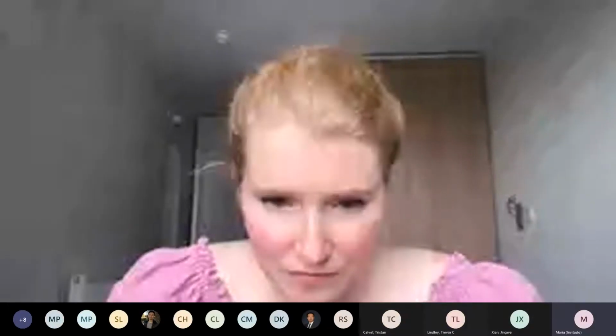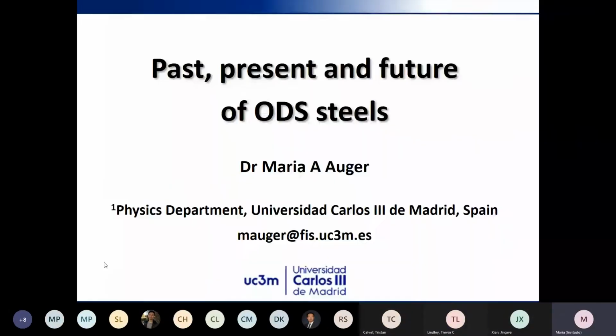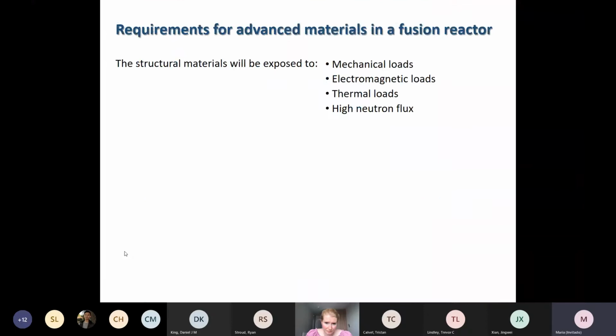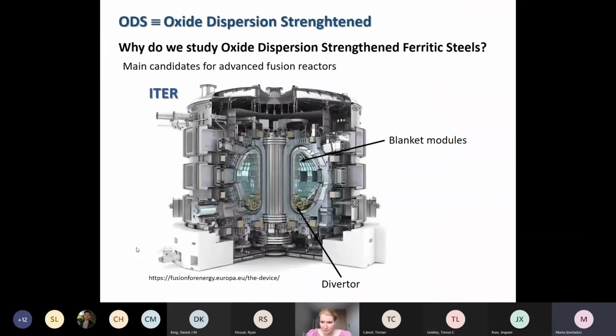To which point you know the topic or the material. So what I want to do is to give an overview of what has been done so far, what we are working on, and also what are the challenges for the future regarding ODS steels. So, I went too far. So I will start just by, well, the ODS.